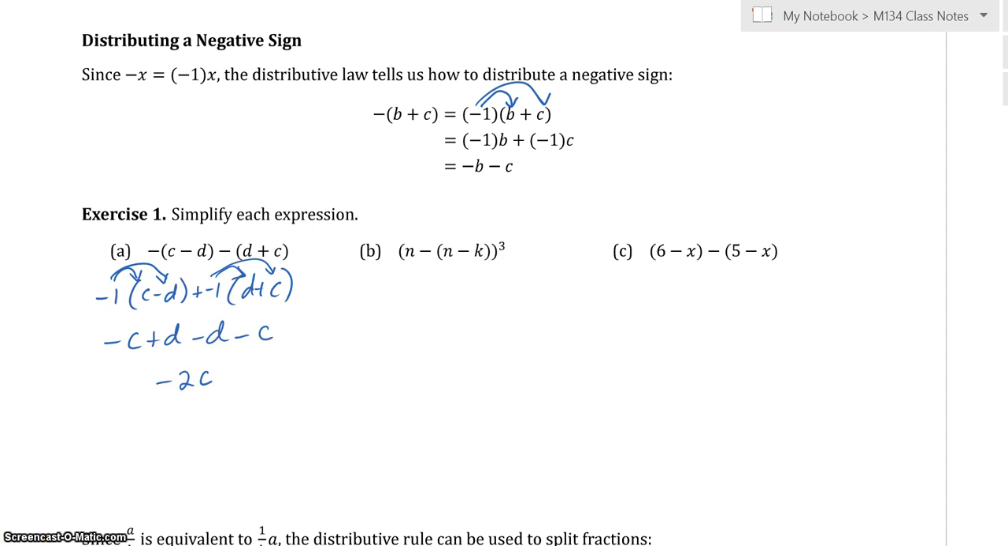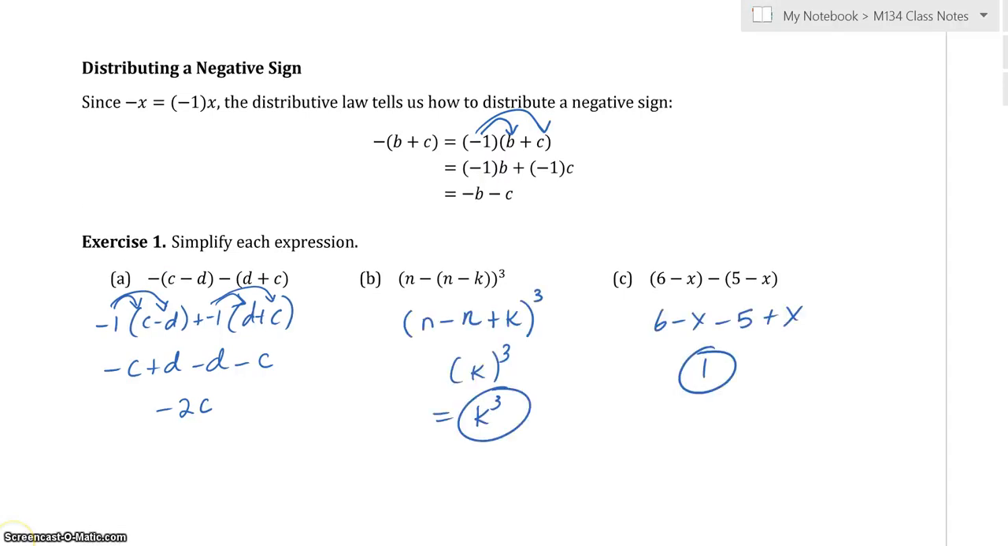So go ahead, I would like you to pause now and try B and C, and I'll give the answers in a minute. Are you ready for the answers? The answers are k cubed and 1. That one was negative 2c.